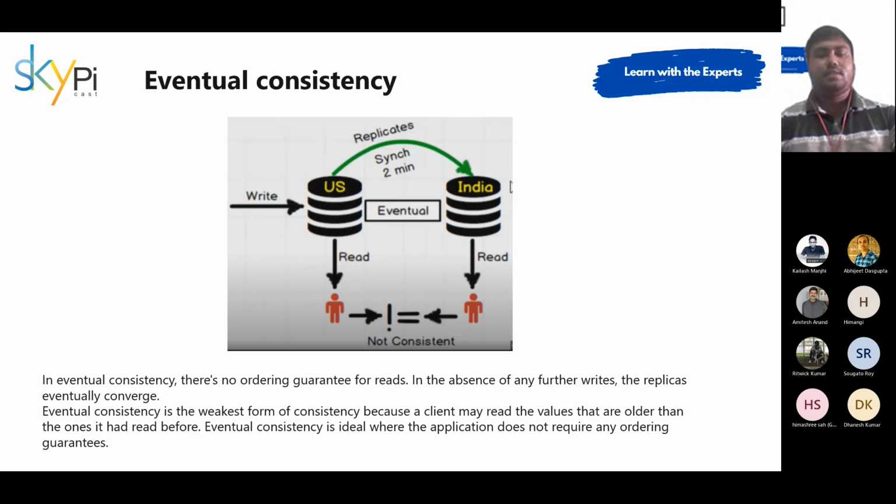Eventual consistency is the weakest form of consistency because a client may read values that are older than the ones it had read before. Eventual consistency is ideal where the application does not require any ordering guarantees.